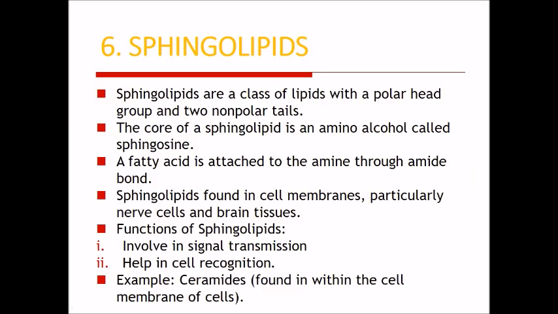The functions of sphingolipids are signal transmission in the neuron cells and also to help in cell recognition between cells. Examples of sphingolipids are ceramides, which can normally be found within the cell membranes of the cells.